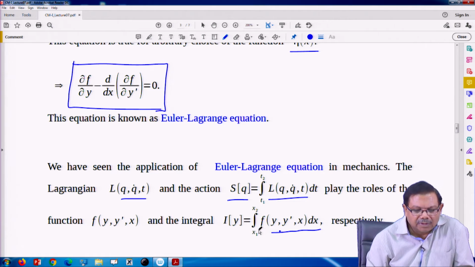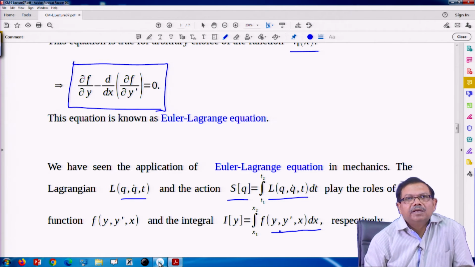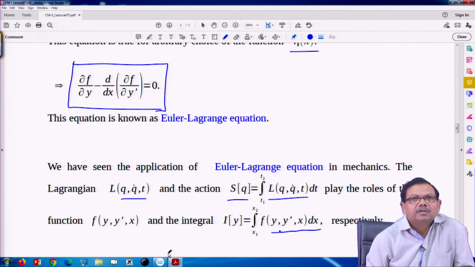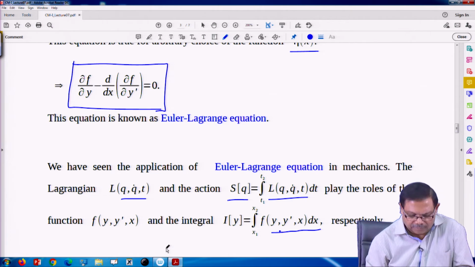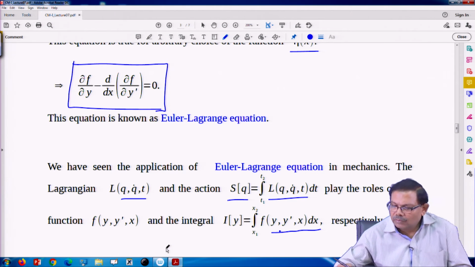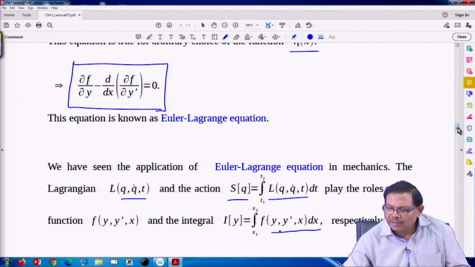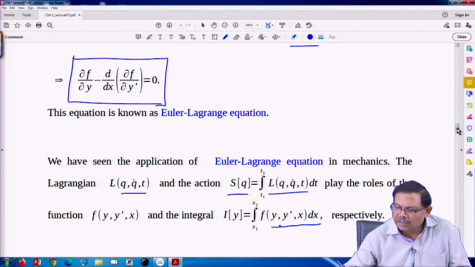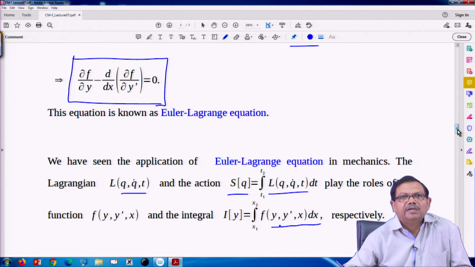and I will show you some examples and it would be clearer. In mechanics also we use it, and in other areas also we use this equation. Okay. So, this technique is a standard technique known as calculus of variation. So, I hope now it is clear why it is called calculus of variation.